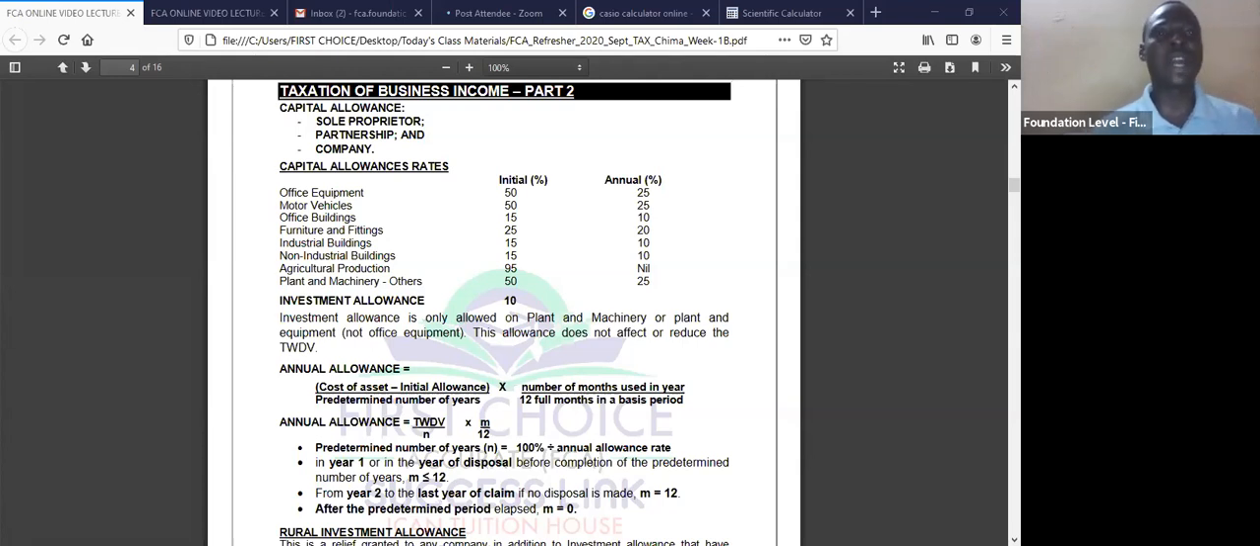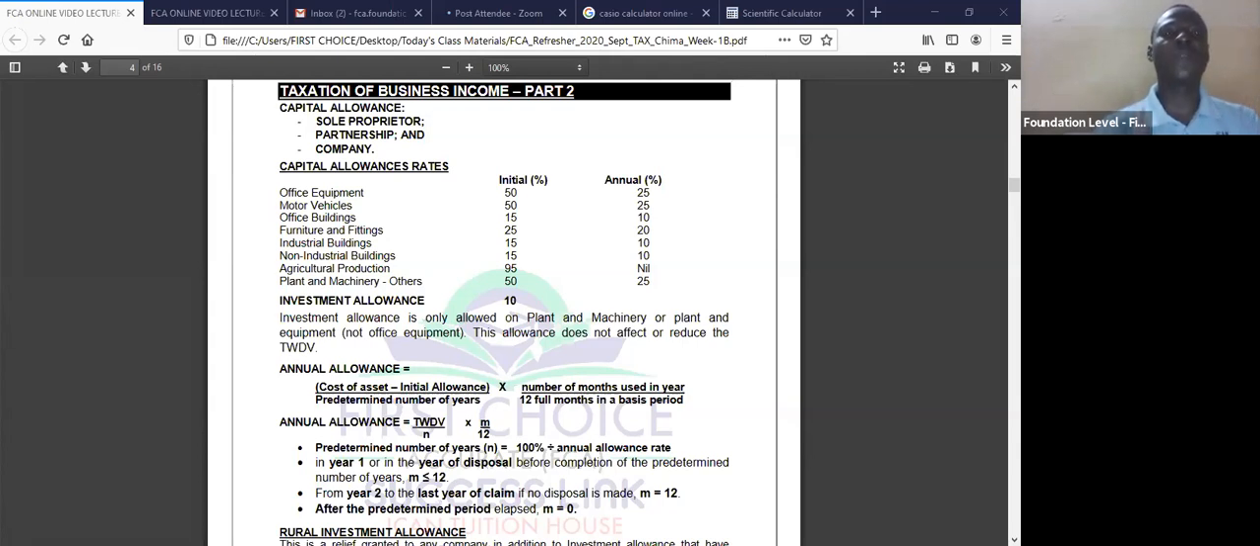So the first year, let's say a business started from September 1. The first year will be September 1 to December 31st. The second year will also be from September 1 to August 31st the next year. And so there is a kind of overlap, and the overlap is September 1 to December.